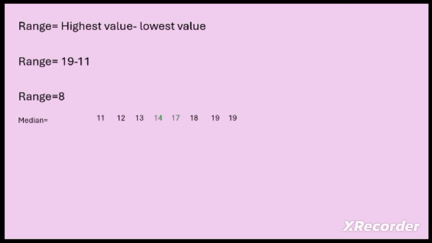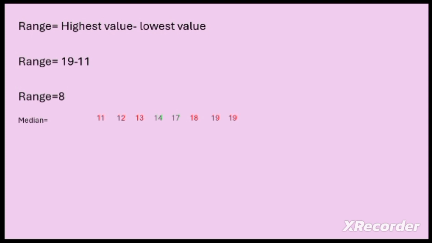Now on the left hand side of 14 and 17 we have 11, 12 and 13, and on the right hand side of 14 and 17 we have 18, 19 and 19. So we have 3 values on the left hand side of 14 and 17, and 3 values on the right hand side.